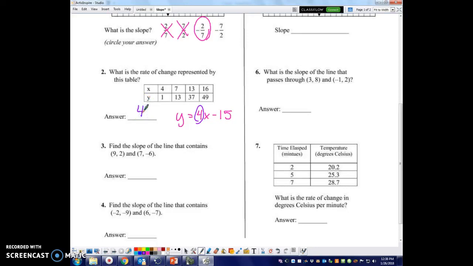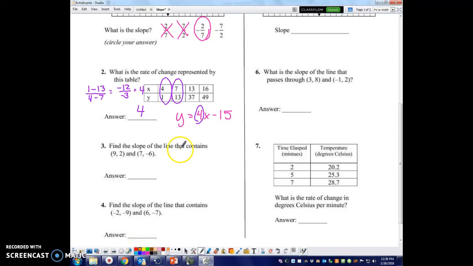Now you could have also picked 2 points and done y2 minus y1, so it would be what? 1 minus 13 over 4 minus 7. That'd be -12 over -3, which is a positive 4. You could have done that as well, or you can just type it into stat. That's completely your choice. Okay, so now let's look at number 3.